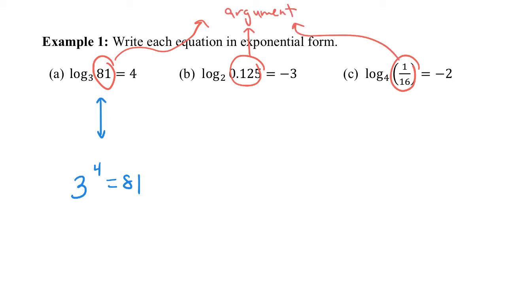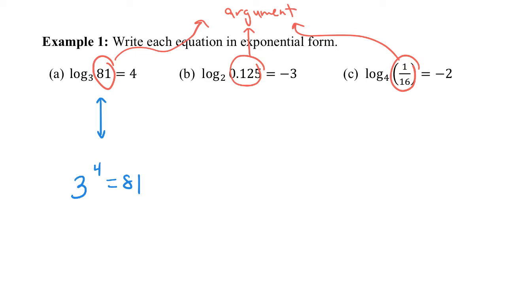And you're going to hear that phrase again with trigonometry, with sine and cosine. If I do the sine of 30 degrees, the argument is 30 degrees. Okay, part B. And part B doesn't look as obvious because I got a decimal, so it makes it a little tricky. But again, the base remains the base.